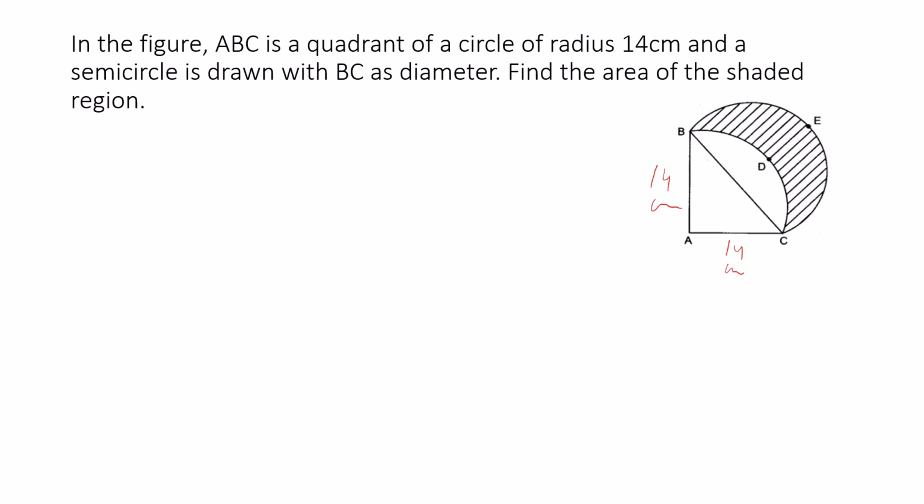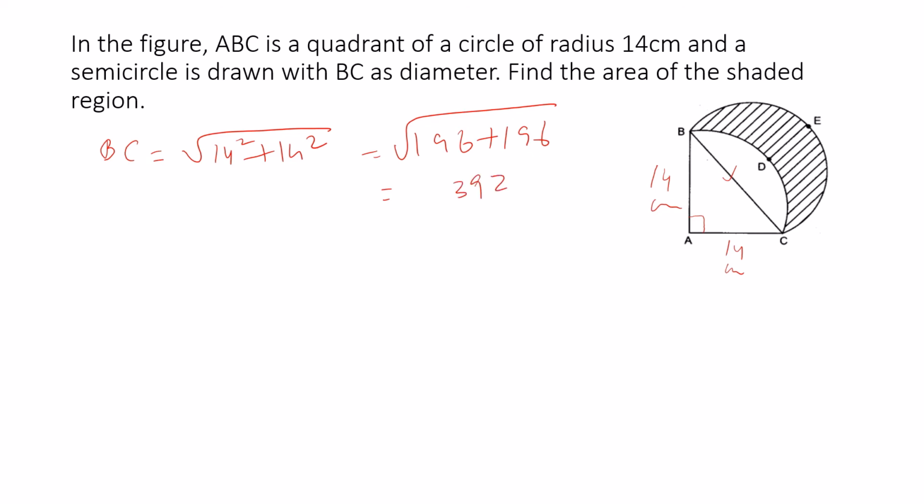So first thing we are going to do is we are going to find out the length BC. So for that we can use the Pythagoras theorem. So how will you find out the length of BC? Pythagoras theorem is root of 14 square plus 14 square. So 196 plus 196, and it will be 392, root of 392 centimeter.